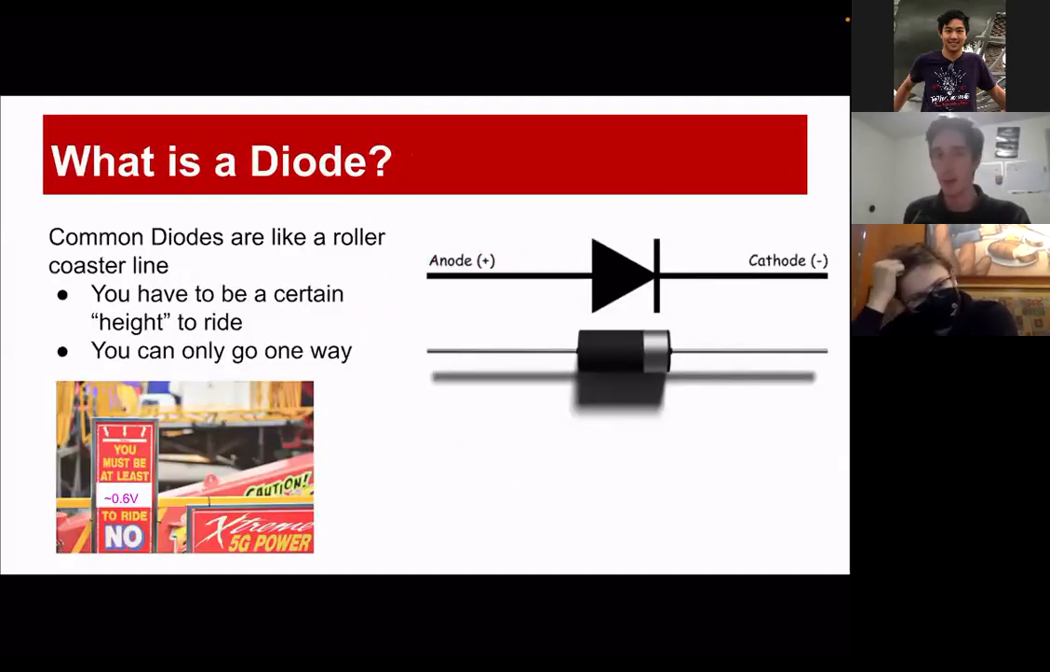So number one, what is a diode? This is the way that I like to think of diodes. Common diodes, which are just the normal line with a little arrow, are kind of like a roller coaster line. You have to be a certain height to get in, and you can only go one way. That height for something called PN transistors is about 0.6 volts, which is why I have that little note: must be at least 0.6 volts to ride.